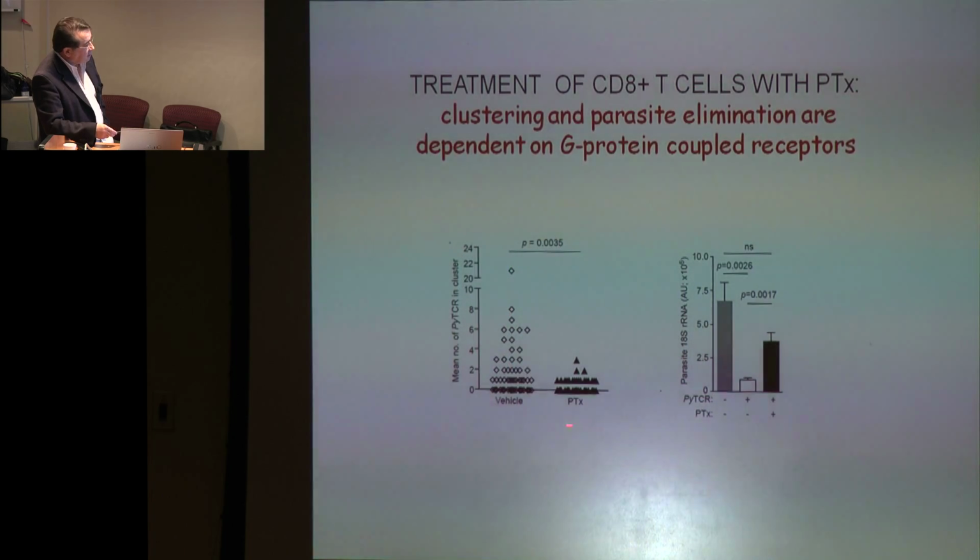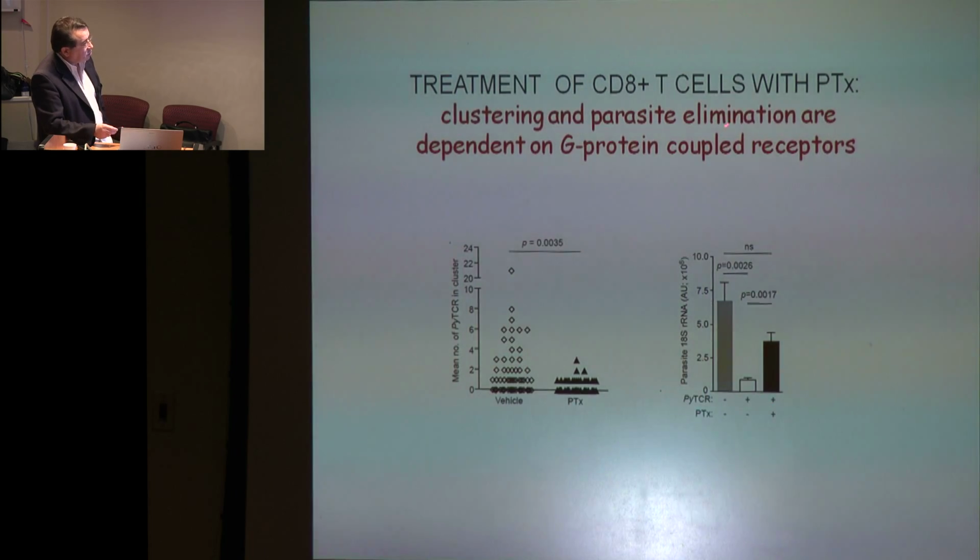Here are the normal CD8 cells, and these are cells which have been treated with pertussis toxin, and they lose the capacity to cluster, and they also lose the capacity to kill the parasite. Here you have the normal parasite load in naive mice, the parasite load in naive mice which receive CD8 cells, and this is the parasite load of mice that receive CD8 cells treated with pertussis toxin.